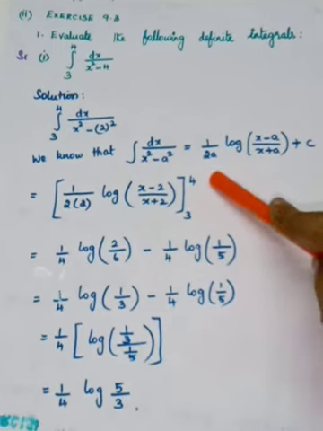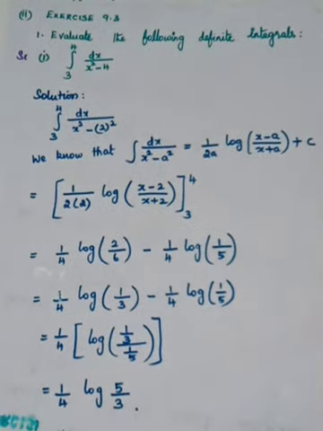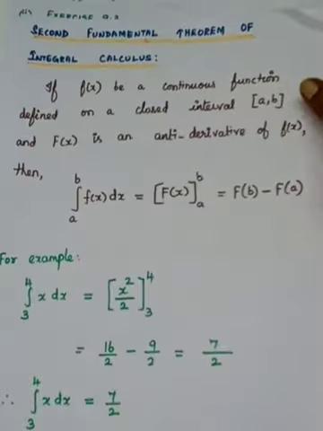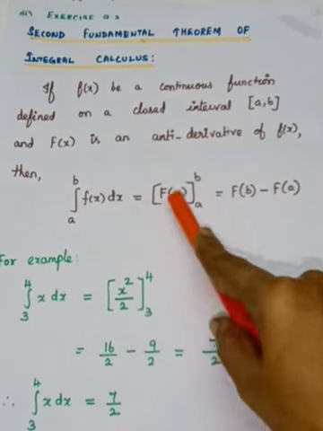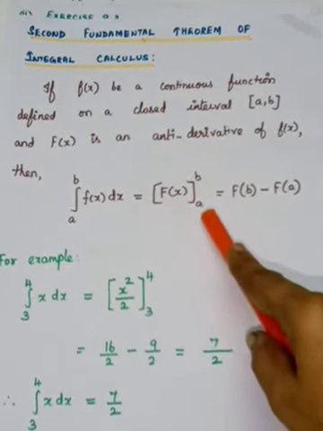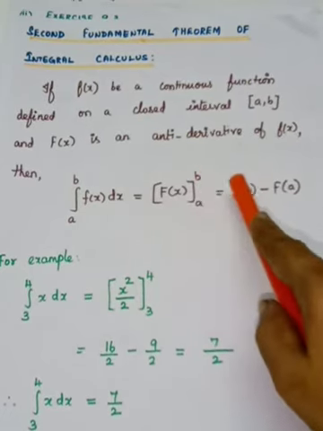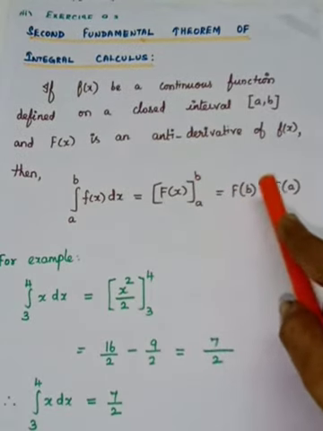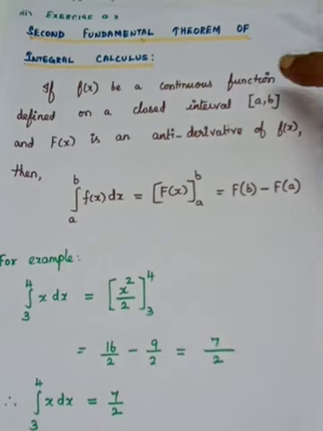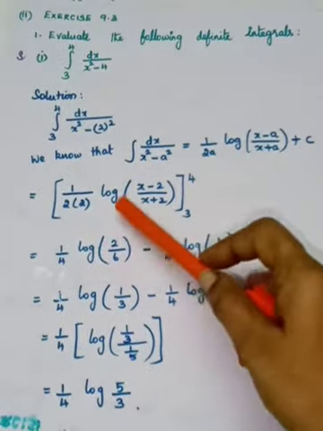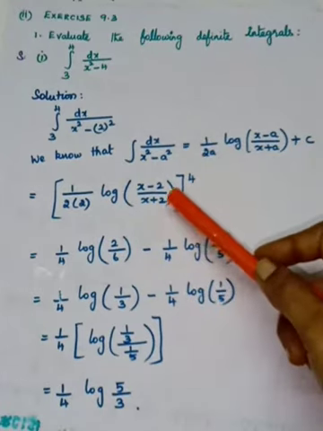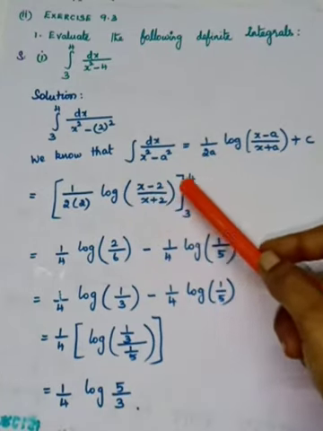How to apply the limit? F of x with the limit varying from a to b. According to the second fundamental theorem, we have integrated, that is capital F of x, and you are going to apply the limit. The integral varies from a to b, so it is F of b minus F of a. So here first you have to apply the upper limit. Apply the upper limit means wherever you have x, you substitute 4.